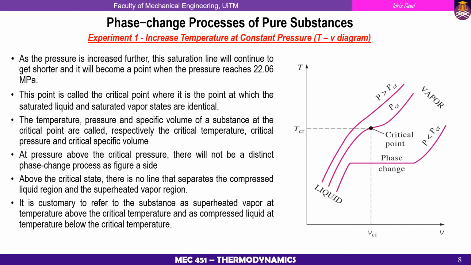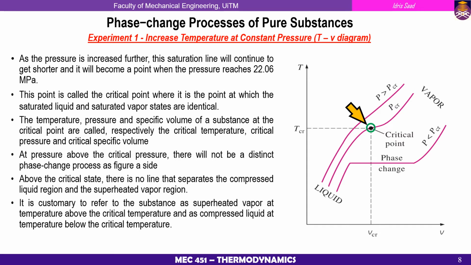If we look at the TV diagram closely, as the experimental pressure is further increased, this saturation line, or the line in the mixture region between state 2 and state 4, continuously gets shorter and shorter, and it becomes a single point when the pressure reaches 22.06 megapascal. This point is called the critical point, the point at which the saturated liquid and saturated vapor states are identical. The temperature, pressure, and specific volume of a substance at the critical point are called, respectively, the critical temperature, critical pressure, and critical specific volume.